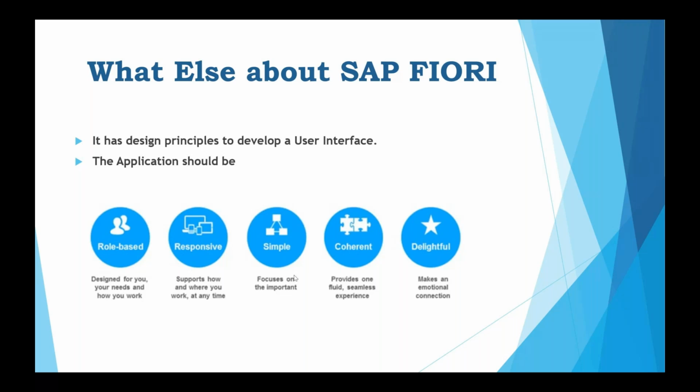Okay, coherent provides one fluid seamless experience. It means if you look at VA01, the screen is different. ME21, the screen is different. FV01, the screen is different. All end users will have different screens, too confusing. But whenever you develop the Fiori application, you should follow the guidelines of SAP Fiori, saying that for all the transactions provide one fluid seamless experience, meaning one template or one structure, so that the end user will not get confused. So provide one fluid seamless experience. This is the guideline of Fiori.